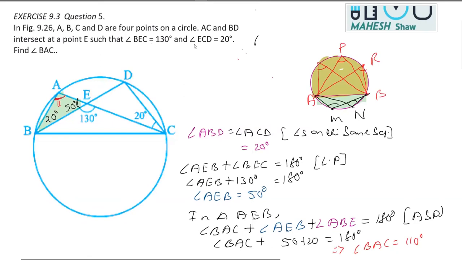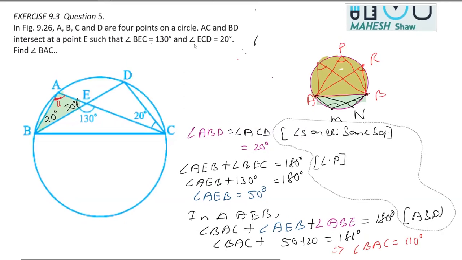Now it is important that you must write down the reasons. The reasons used here were, first, we applied angles in the same segment. Besides that, what we applied was linear pair. The third is the angle sum property.